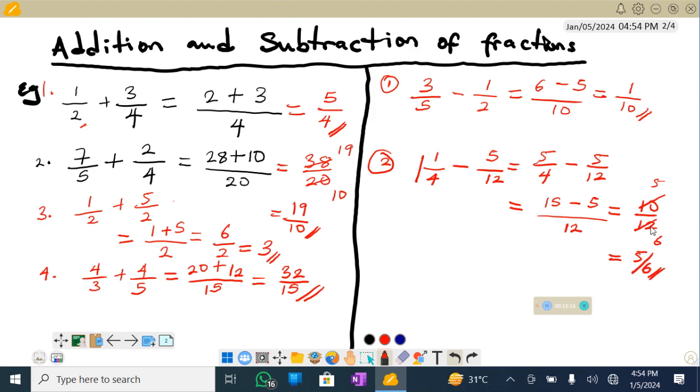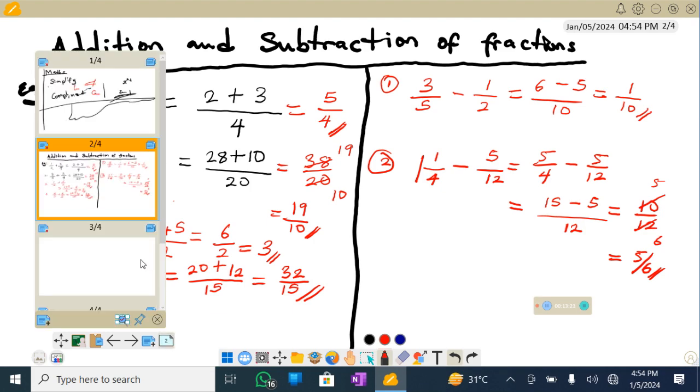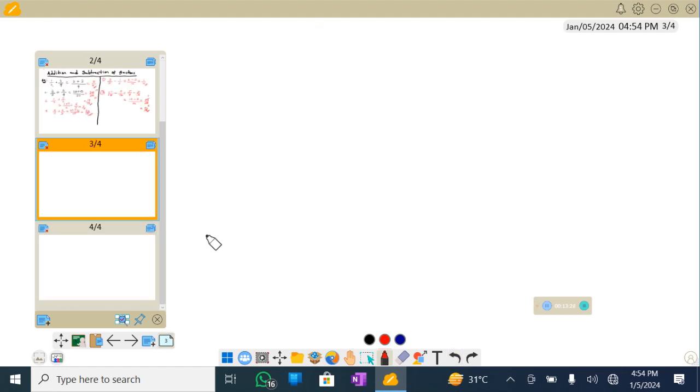Okay, so maybe we can actually work more examples. We can even have a combination. Okay, let's move to our second page. We can have a combination of addition and subtraction in a particular question. Let's take an example of that.